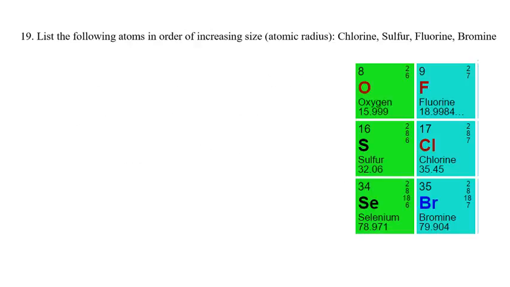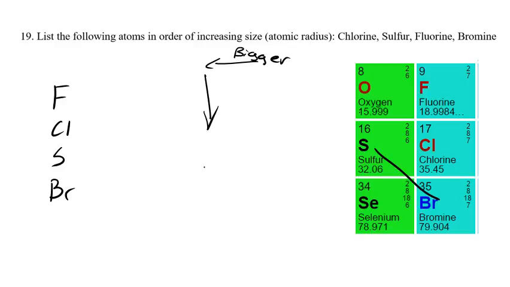List the following in order of increasing atomic radius or size. The trend for radius is bigger this way and this way. This question is a little bit tricky because we are looking at elements that are not in the same row or column. I think we could safely say that fluorine is the smallest, then likely chlorine, sulfur, and bromine, although we could have an argument about which of those two is bigger.